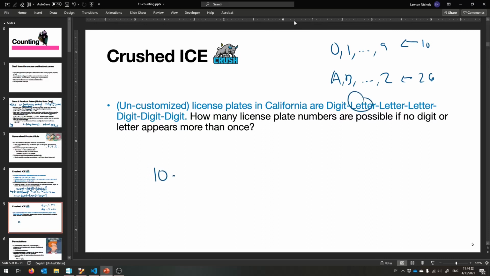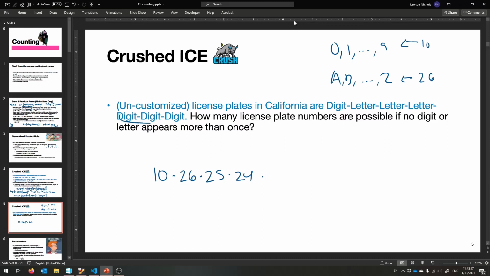And then we have a letter. We haven't used any letters yet, so we have 26 options for the first letter. Then for the next letter, because we're not trying to duplicate any letters or numbers, we only have 25 options for that letter, okay? And then for the third letter, we've used 2 letters. We have to pick some of the other ones, okay? So we only have 24 left to choose from. See how it's being whittled down?